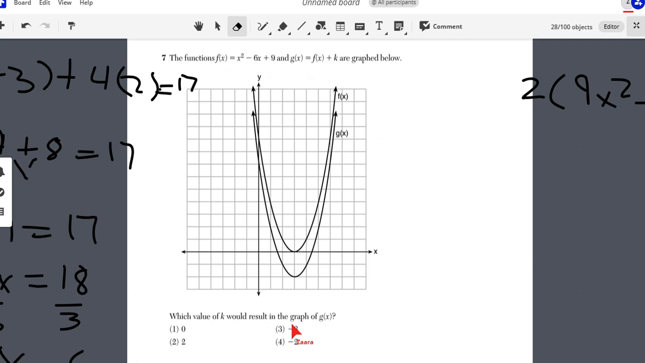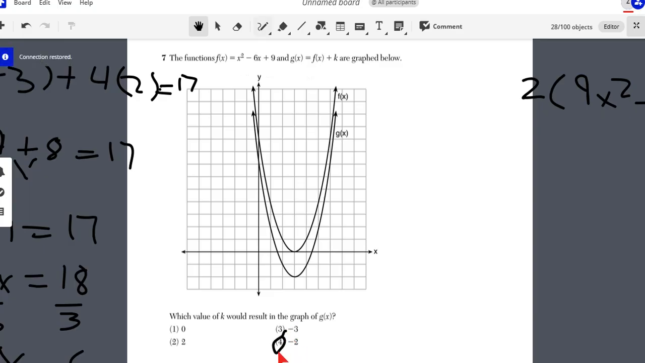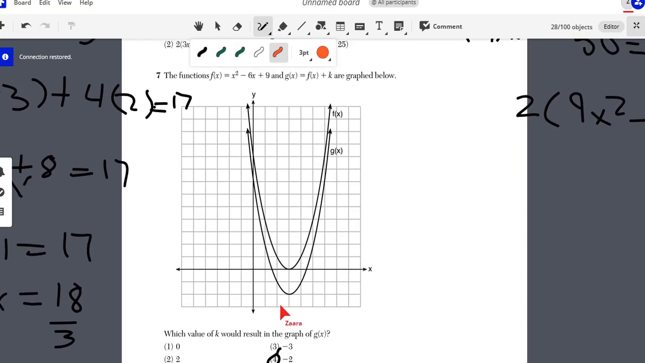Negative 2. Negative 2. How? Please explain. I looked at the vertex of f of x and g of x, and they both seem to lie on negative 2. Oh, wait, what? You got it right, but let me just give you more explanation.